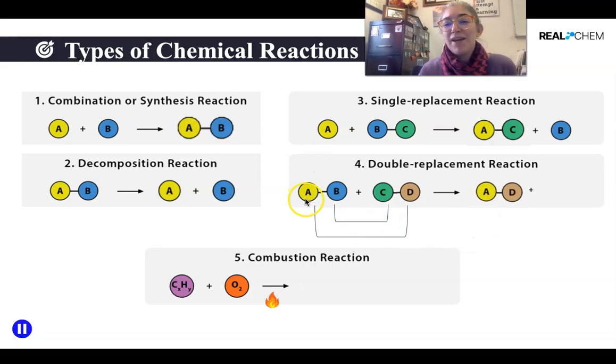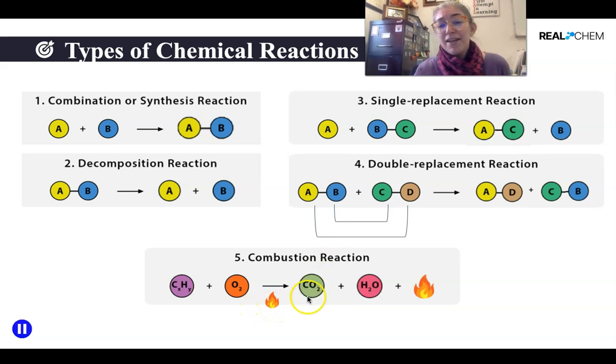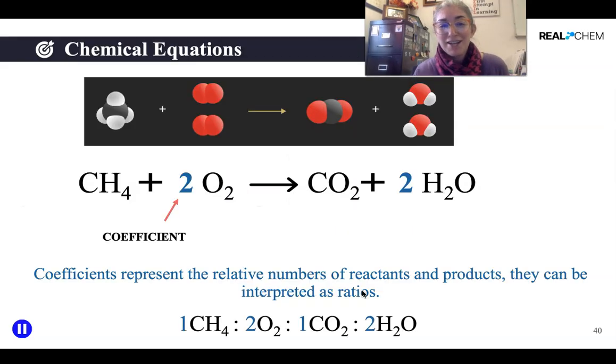This is usually two ionic compounds, so it's usually the outer and the inner that are recombining. Combustion reactions are really important to know because they're very common and popular in chemistry and biochemistry. That's when you have any substance that's carbon containing, usually carbons and hydrogens, plus oxygen and heat. It will burn to form carbon dioxide, water, and additional heat as the products. So that's the basic formula for a combustion reaction.